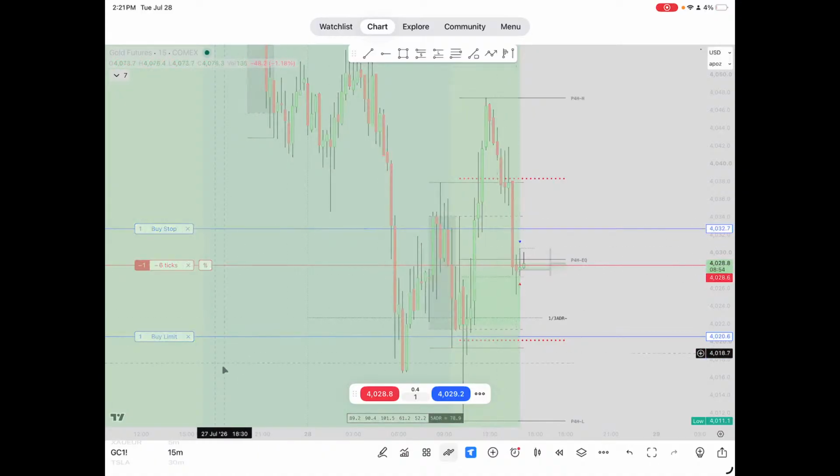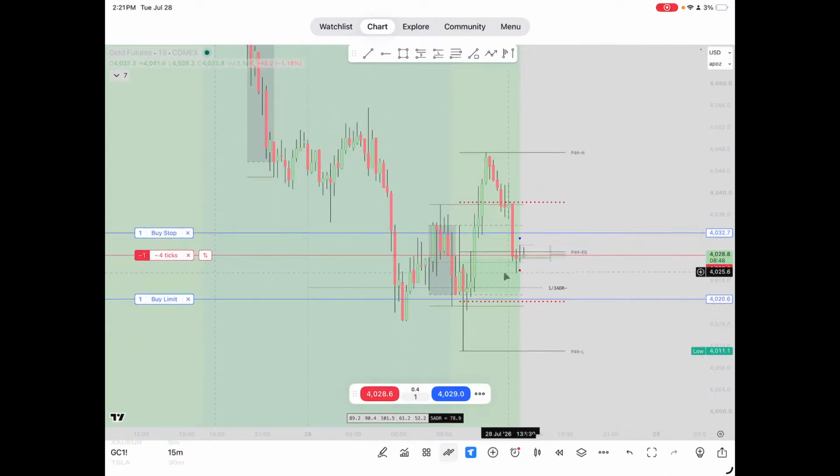So for that reason, it has me thinking and anticipating that this thing might want to come back down into this area. Not take this low, but come down into this area right here. So we're risking pretty much 4 points for 8 points, something like that. So 1 or 2. This thing might not play out until like 3 o'clock. So I might have to close off this live before then, so we'll see.